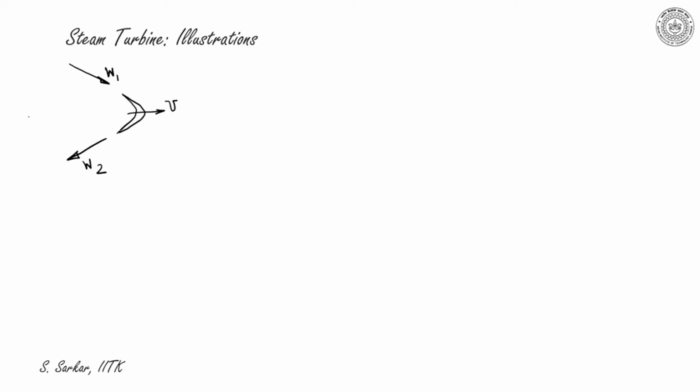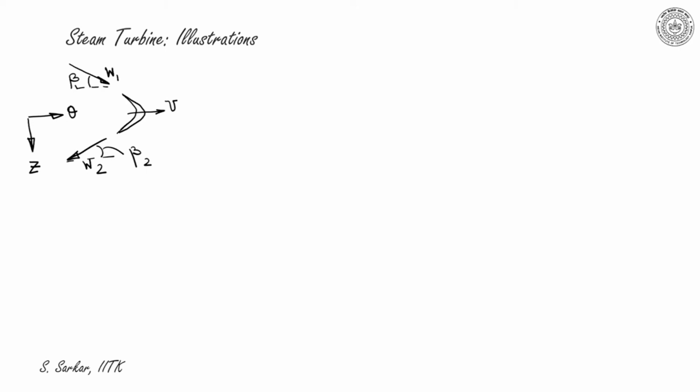This is my tangential direction theta, and this is the axial direction z. So W1 makes an angle beta 1 with respect to theta and W2 makes an angle beta 2 with respect to theta direction, that is tangential direction.